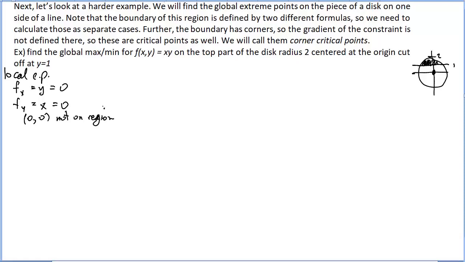So later on, when we look for our global max and min on the region, we're not going to include this point. Okay, so let's keep going.